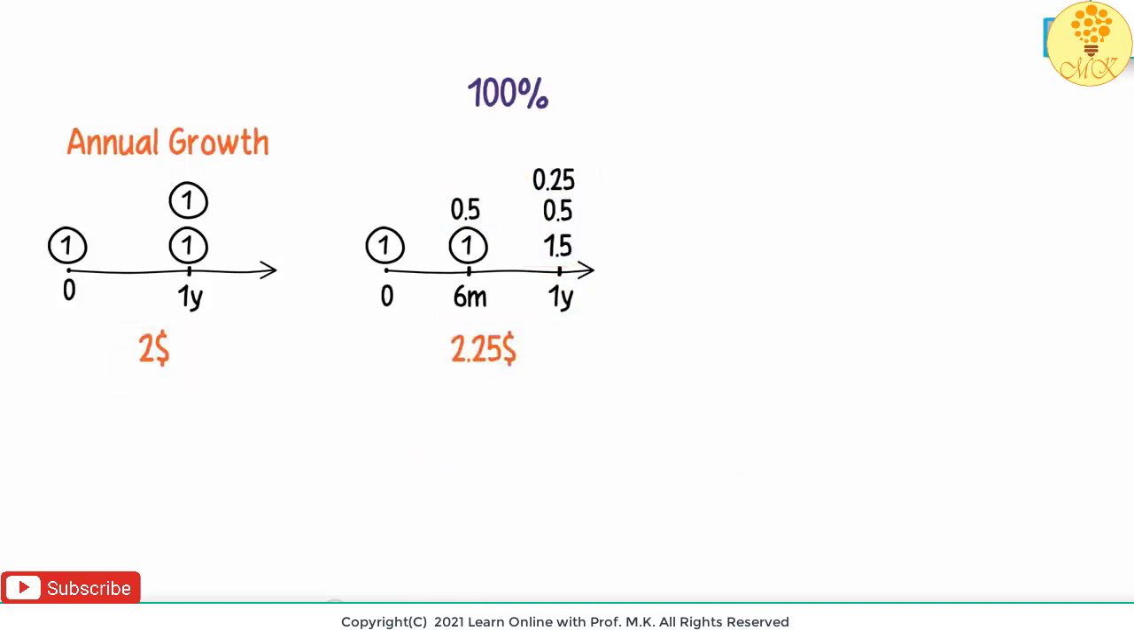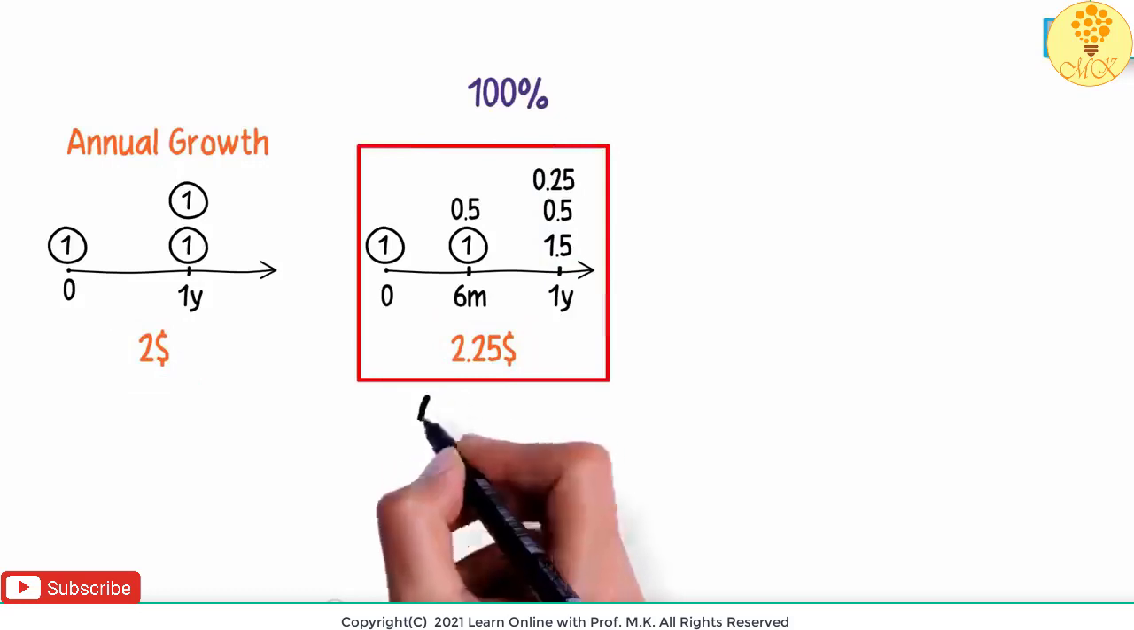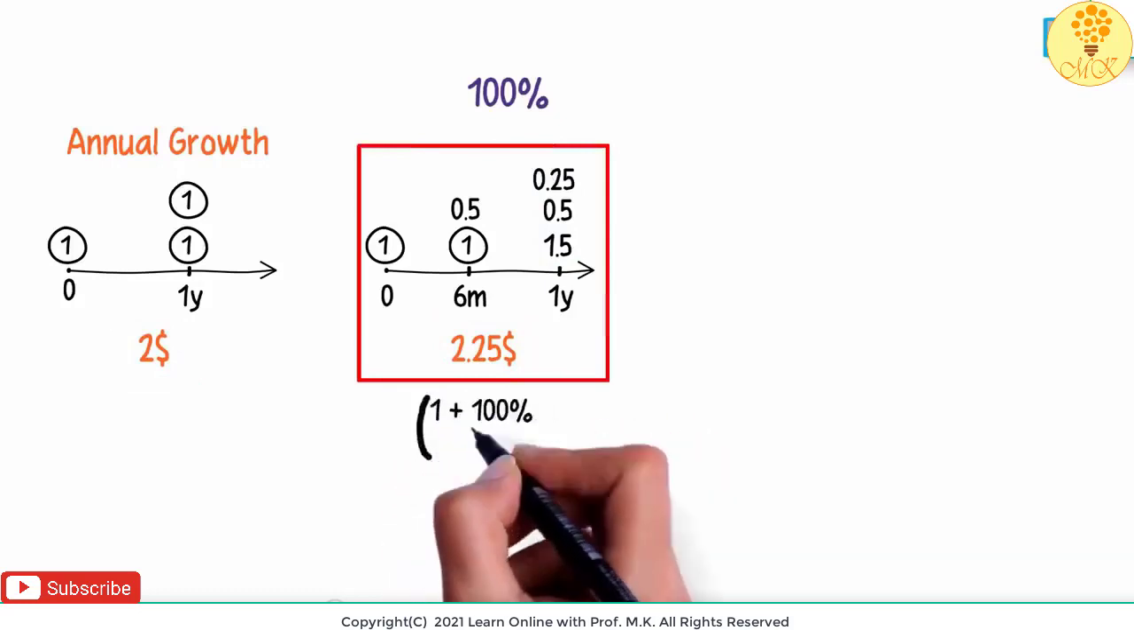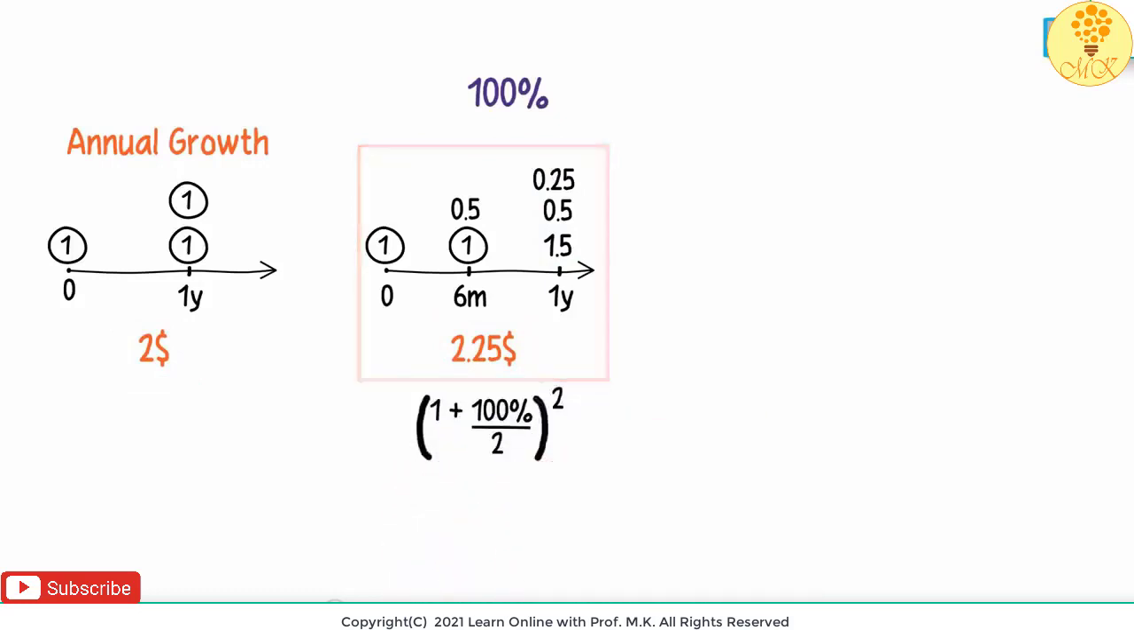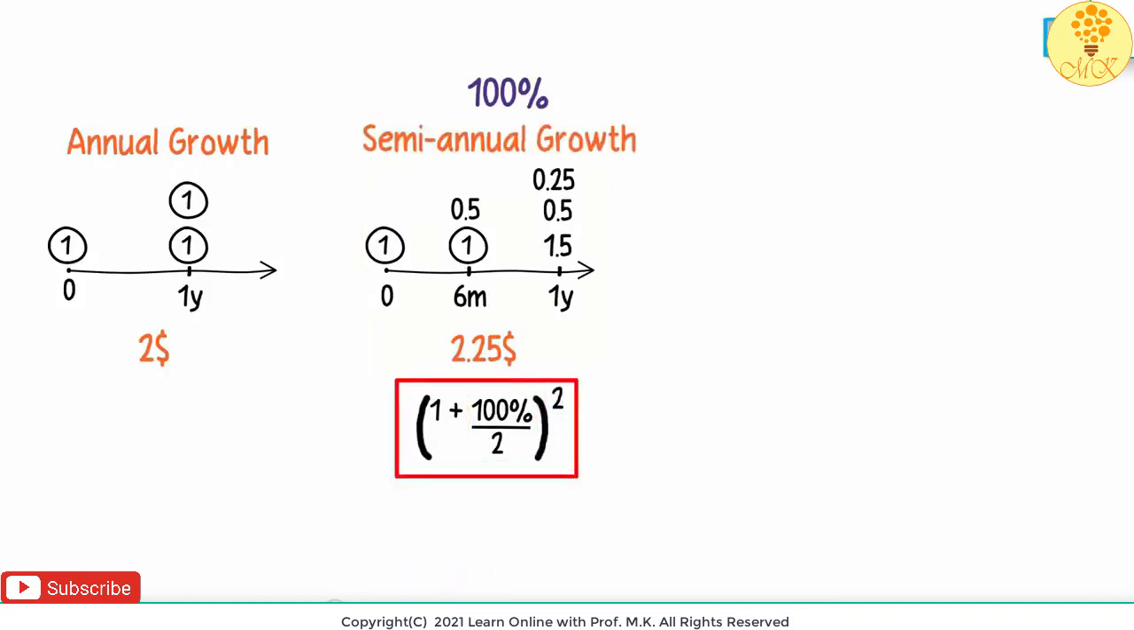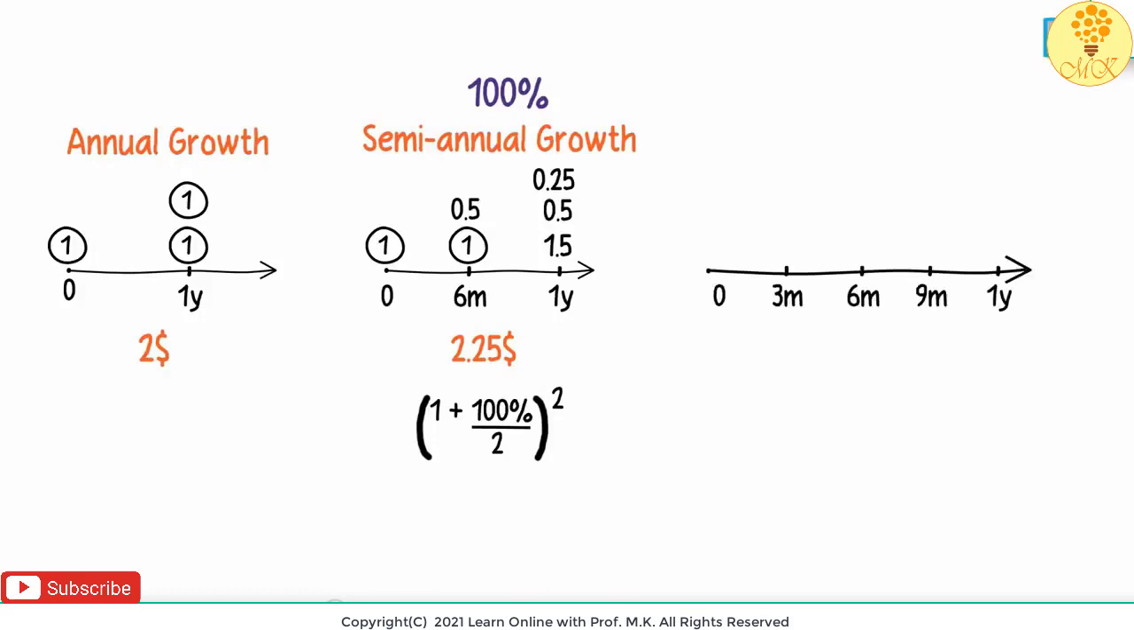If we want to understand this using a formula, it would be 1 plus 100% over 2, the whole squared. We had half the growth rate over 2 time periods. This is also referred to as semi-annual growth. Let's push ourselves further. What if we had 4 equal time periods in a year?